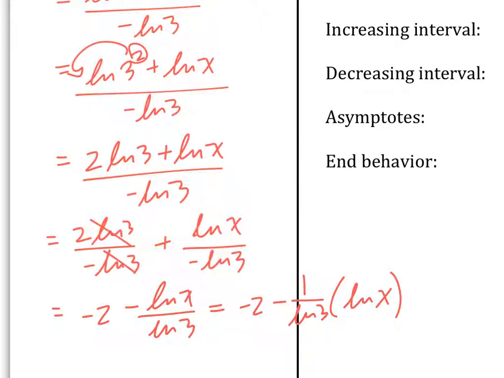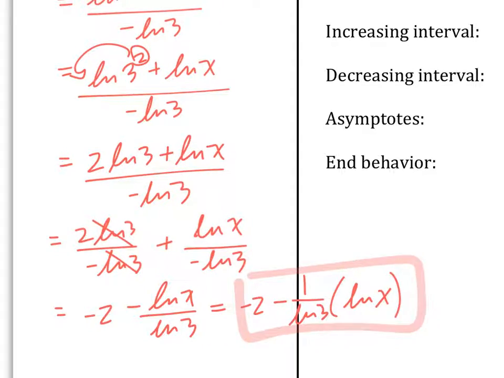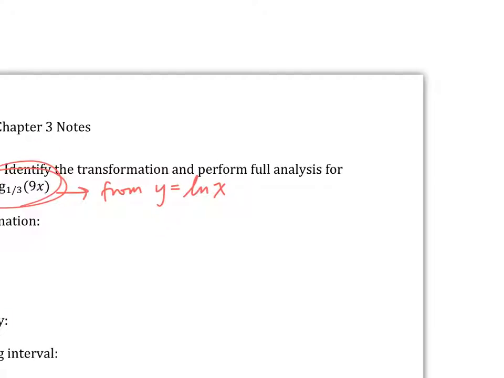All right. So now, do you guys want to just take a few minutes to figure out the transformation and the analysis? Okay, let's have you guys do that. I'll give you about 3 minutes. So figure out the transformation, analyze the function. What you want to do is probably graph this whole thing so you can see it. Okay, let me rewrite the function up here. Y equals negative 2 minus 1 over natural log 3 times natural log x.